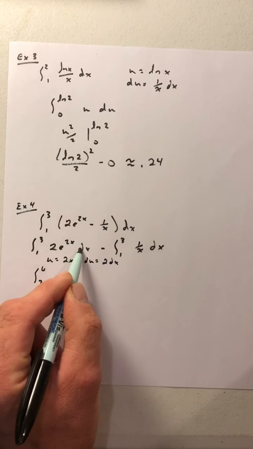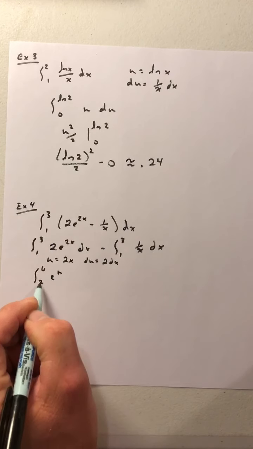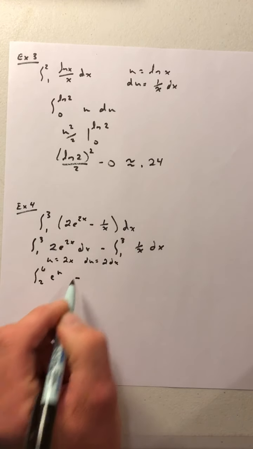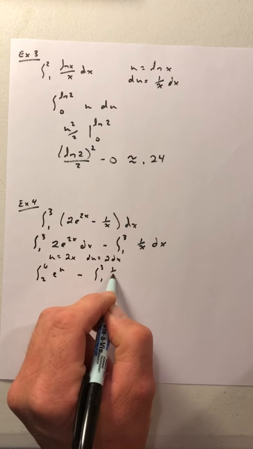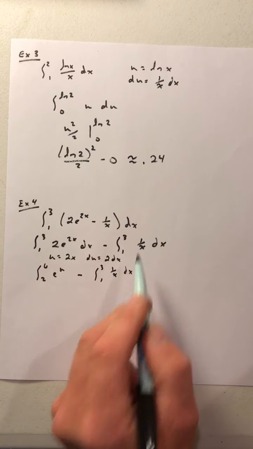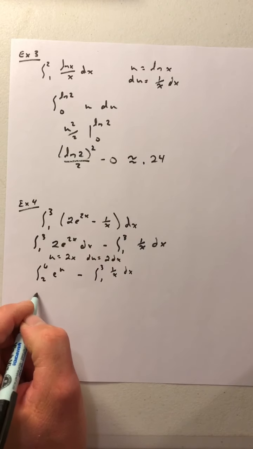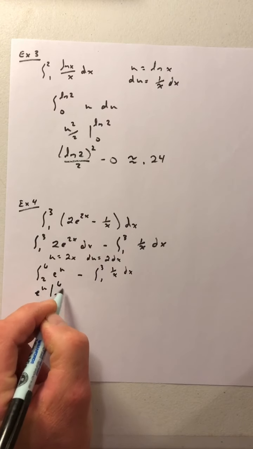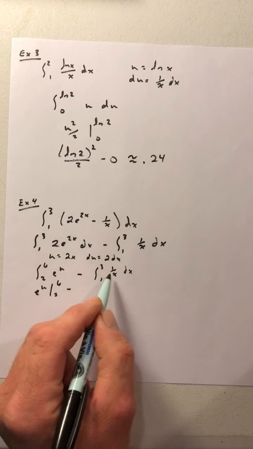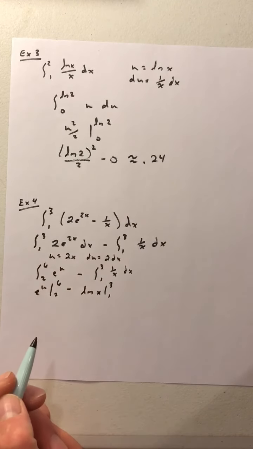So I got the 2 and the dx in my integrand, so I'm going to look at the integration from 2 to 6 of e to the u minus, and I'm going to keep this integration from 1 to 3 of 1 over x dx. Because I know, again, remember, the integration of 1 over x is the natural log of x. So here, I have the integration of e to the u, which is e to the u from 2 to 6. I can integrate this. The integration of 1 over x is the natural log of x from 1 to 3.